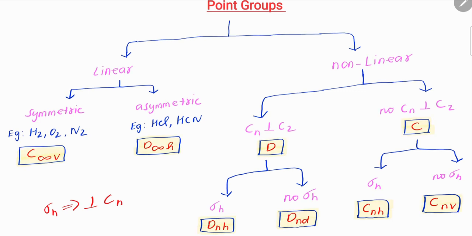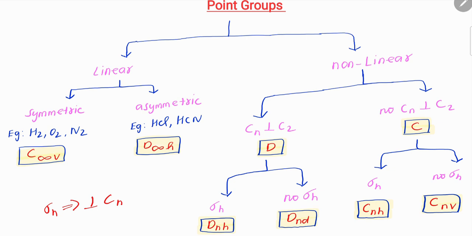Therefore, kindly take a screenshot of this. Here I am repeating, first just identify whether linear or non-linear. That step is very simple. And linear means 2 possible. If symmetric, C infinity V. If asymmetric, D infinity H.